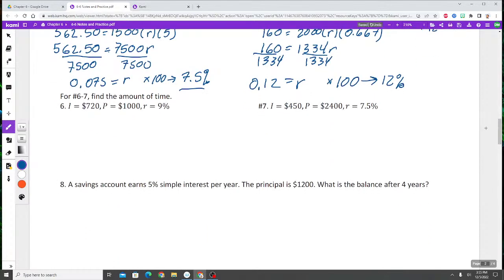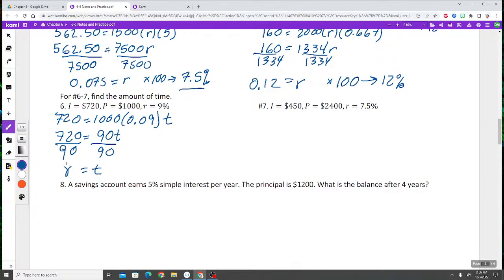Number 6, we want to find time, so that's 720 equals 1,000 times 9%, written as a decimal is 0.09, times t. That's 720 equals 90t, divide both sides by 90, and that's 8 years.